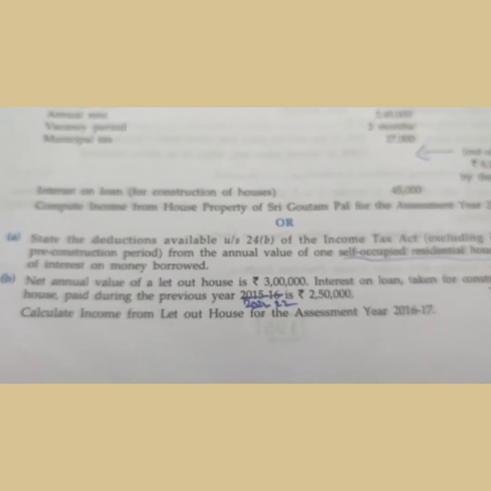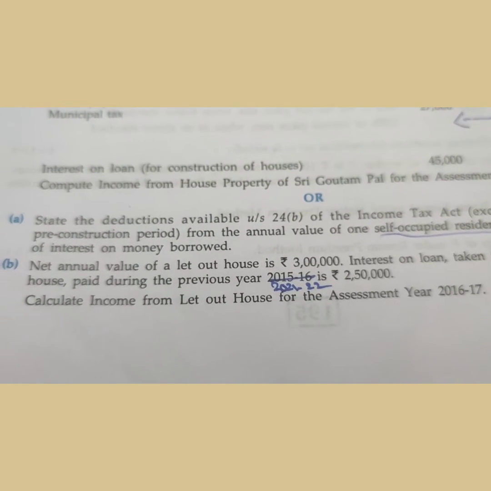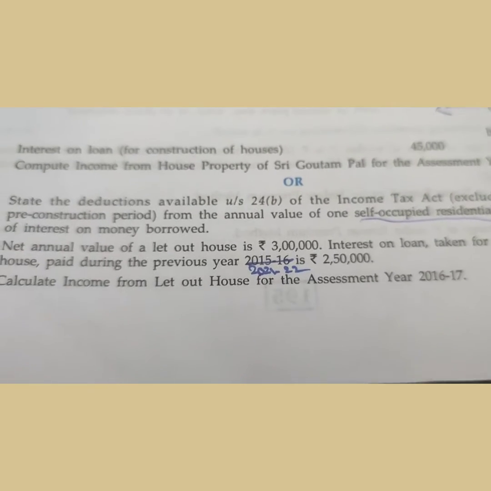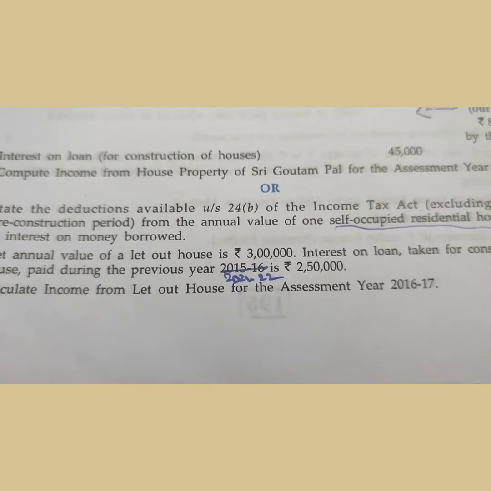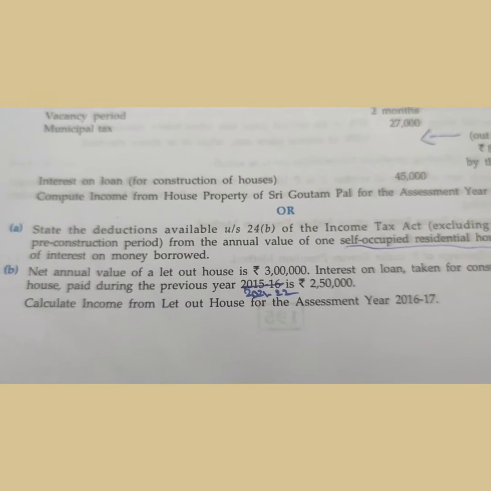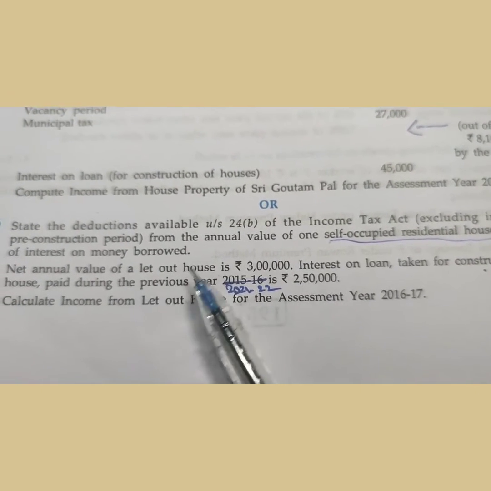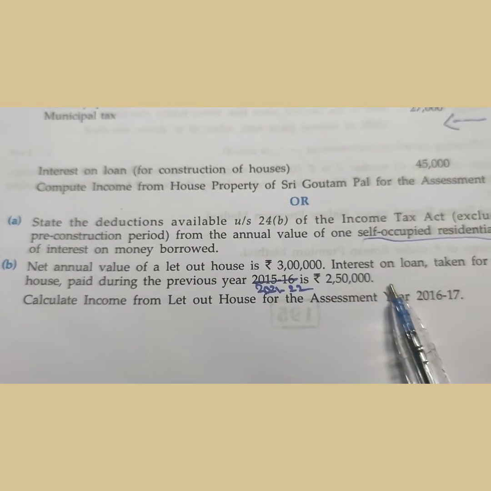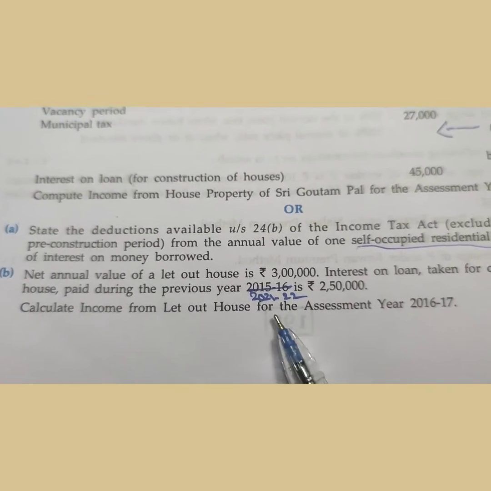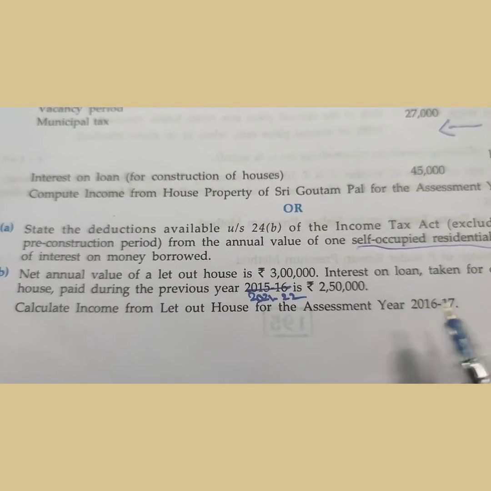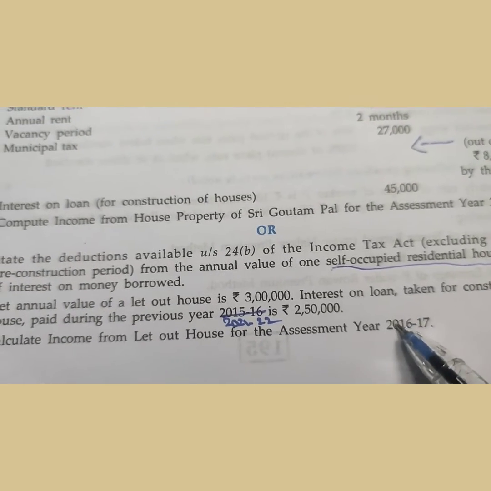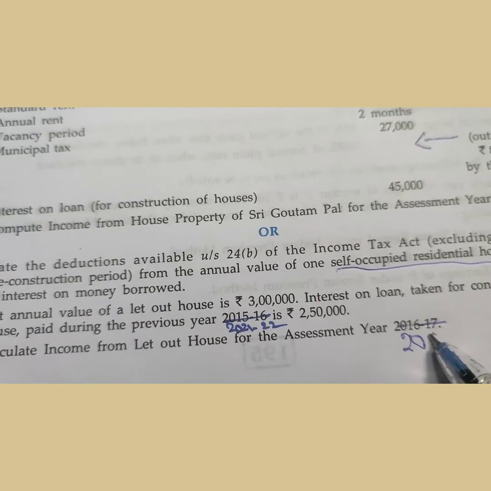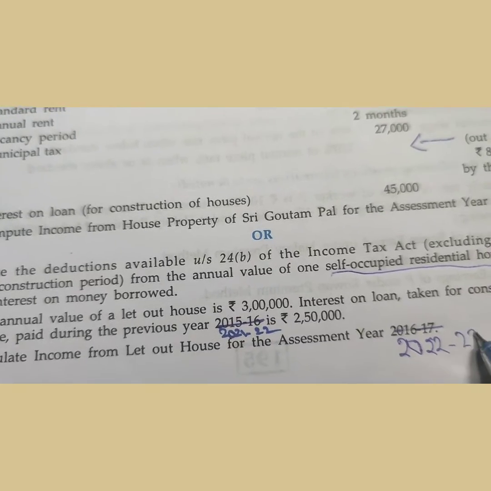Another small sum is there. The net annual value of a let out house is rupees 3 lakh. Interest on loan taken for construction of the house paid during the previous year 2021-22 is rupees 2,50,000. Calculate income from let out house for the assessment year 2022-23. This is the assessment year.